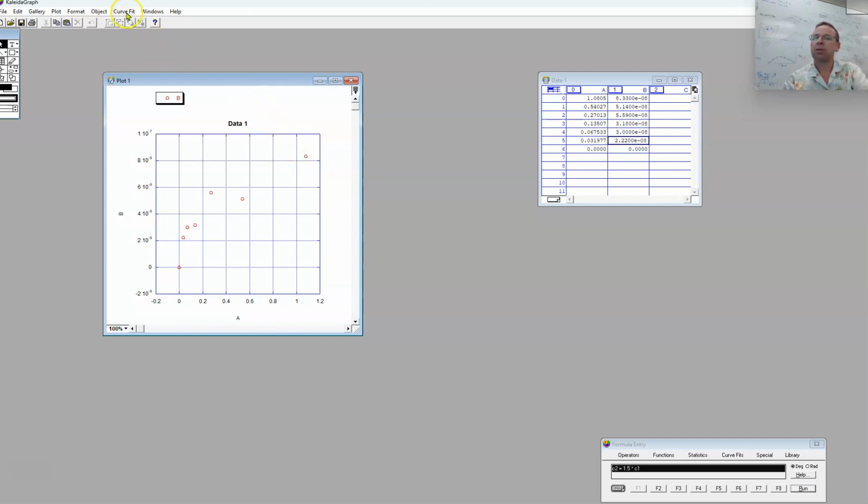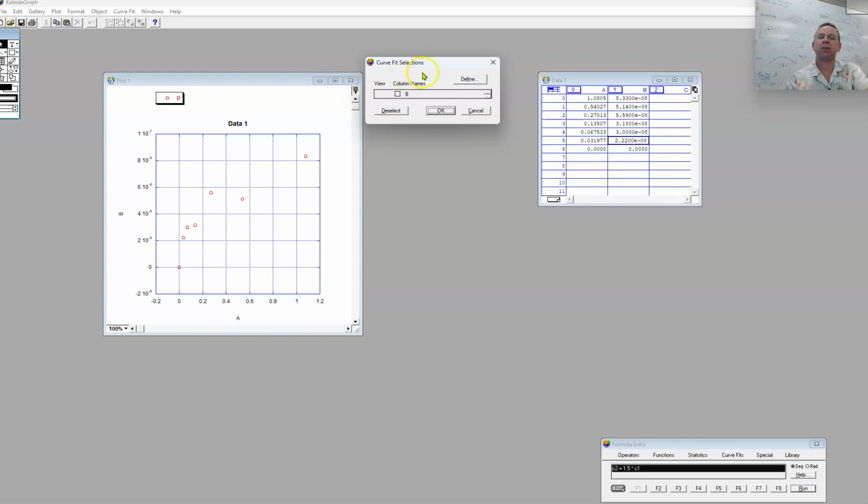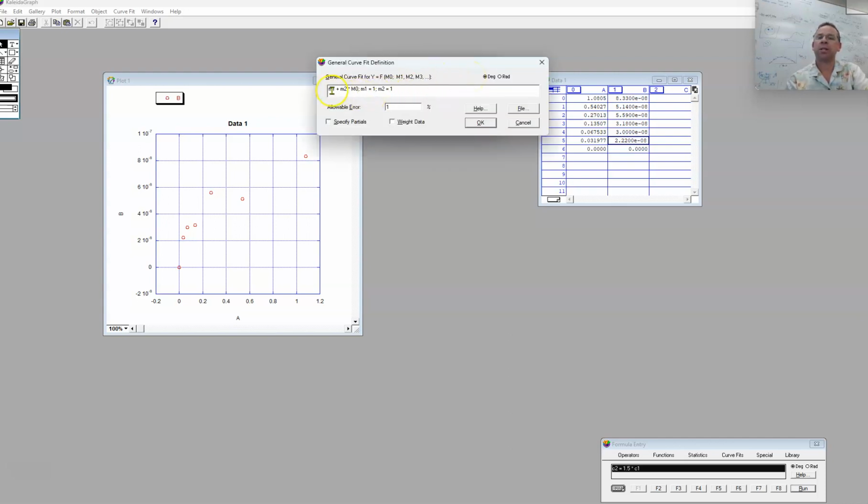Then I click on this window, make sure it's on Curve Fit, General Fit 1, and then I go into Define. Right now the equation they have here is Y equals mx plus B, so this is the M times the X plus the B. That's a linear fit, but we don't want a linear fit. We want a saturation curve, or the Michaelis-Menten curve fit.